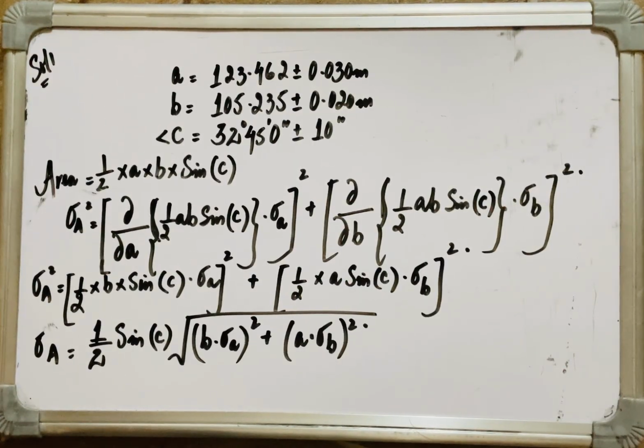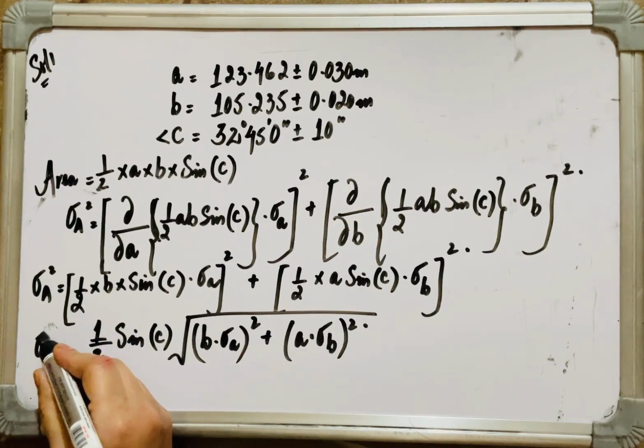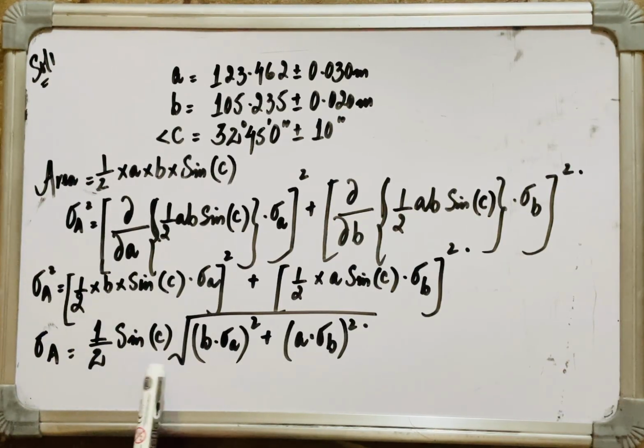All right, so this is the expression that the standard error in the area in this case will be given by 1/2 of sine C and square root of B multiplied by sigma A plus A multiplied by sigma C, and then their sum. Now we'll go on substituting the values and we'll find our answer. So let me rub it first.